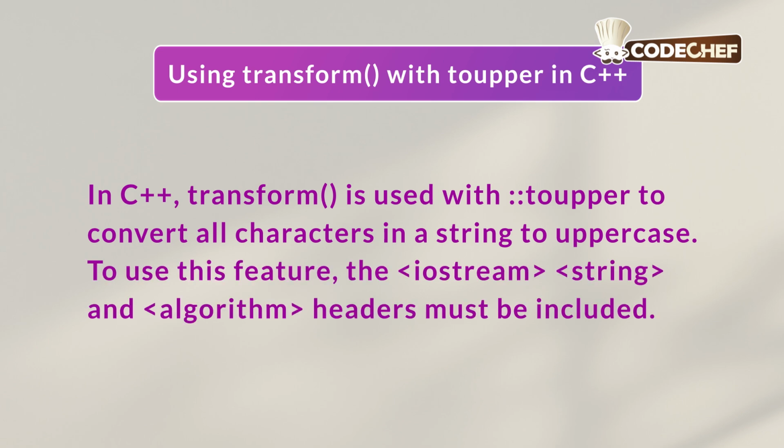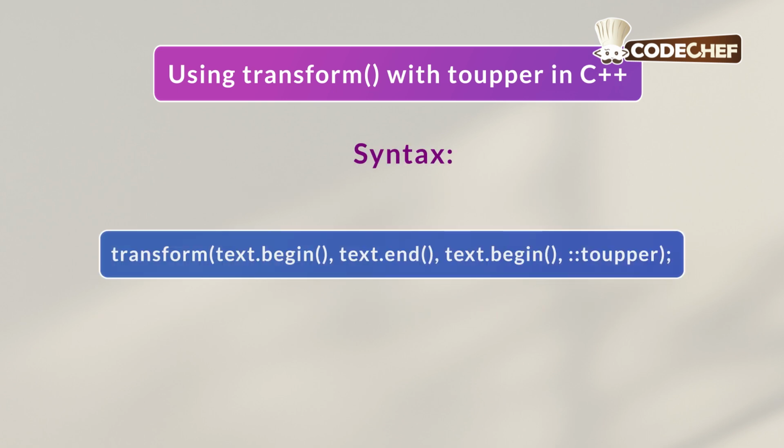To use this feature, the iostream or string and algorithm headers must be included. Its syntax is transform, then inside brackets text.begin(), text.end(), text.begin(), then toupper, bracket close and semicolon.